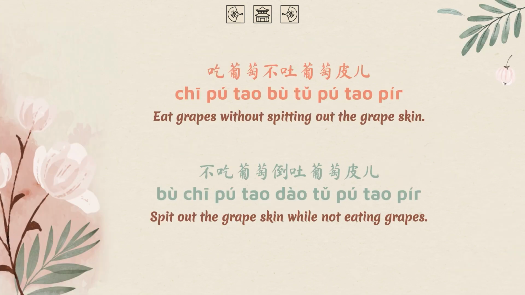Now let's practice saying the whole thing together. Repeat after me. 吃葡萄不吐葡萄皮儿。不吃葡萄倒吐葡萄皮儿。Now we're going to say the whole thing together. 吃葡萄不吐葡萄皮儿。不吃葡萄倒吐葡萄皮儿。Now it's your turn. 很好 very good. Now let's try saying it fast. 吃葡萄不吐葡萄皮儿，不吃葡萄倒吐葡萄皮儿。It's okay if you need a little more practice.